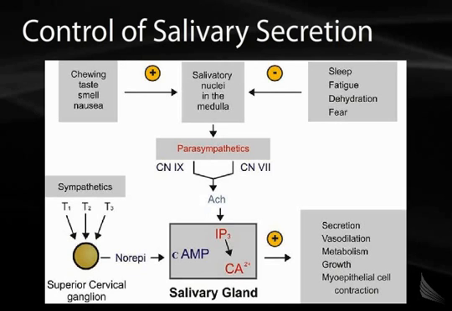Stimulation of the salivatory nuclei in the medulla results in parasympathetic activation through cranial nerve 9 and cranial nerve 7. This results in the release of acetylcholine and second messenger activation via IP3, resulting in the release of calcium and eventual secretion of saliva. Sympathetic nervous system activation also occurs via T1, T2, and T3 in the superior cervical ganglion. Norepinephrine is released, and cAMP second messenger systems are activated. Therefore, both the parasympathetic and sympathetic systems come together, resulting in the release of saliva.